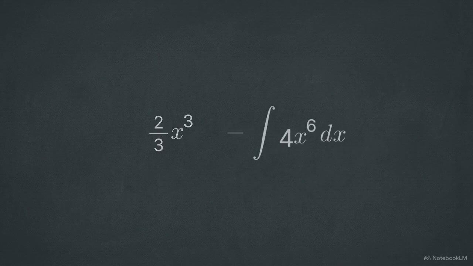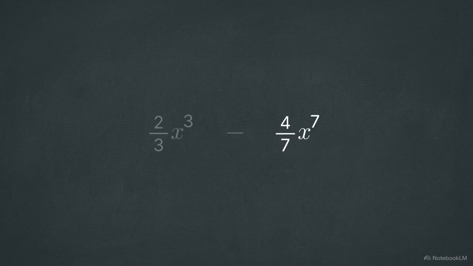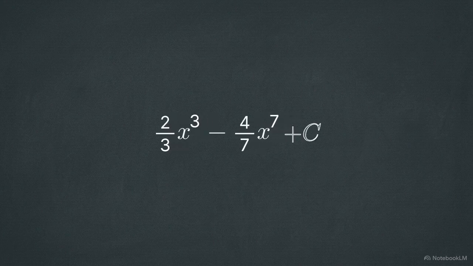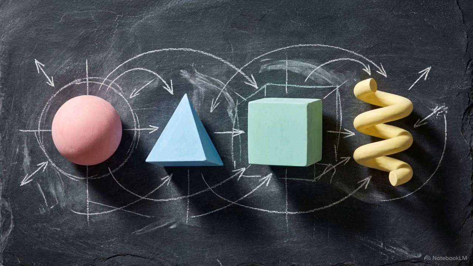We repeat the same power rule isolation for the second term, which integrates to 4/7 x to the seventh. Finally, we combine the isolated terms back together. Because we are generating a single new function, we only need to append one constant of integration at the end. With these 4 rules established, analysts possess a complete mathematical toolkit capable of reversing multivariable systems back to their origins.